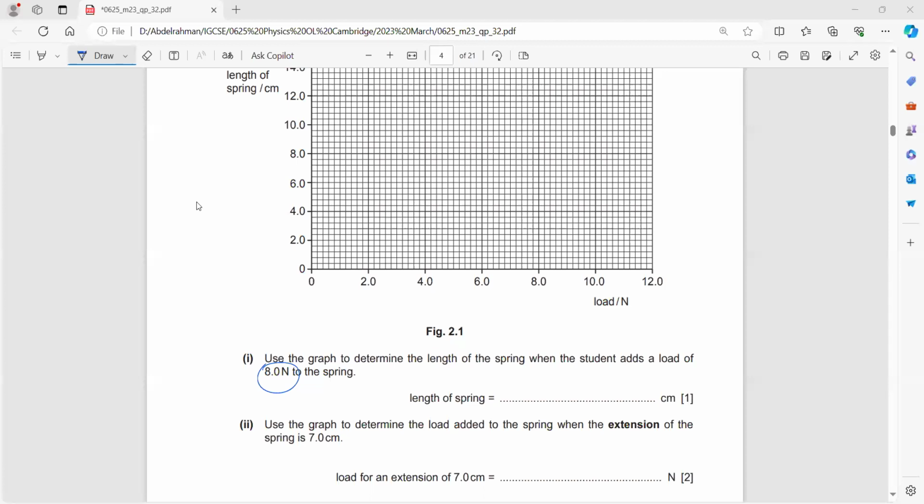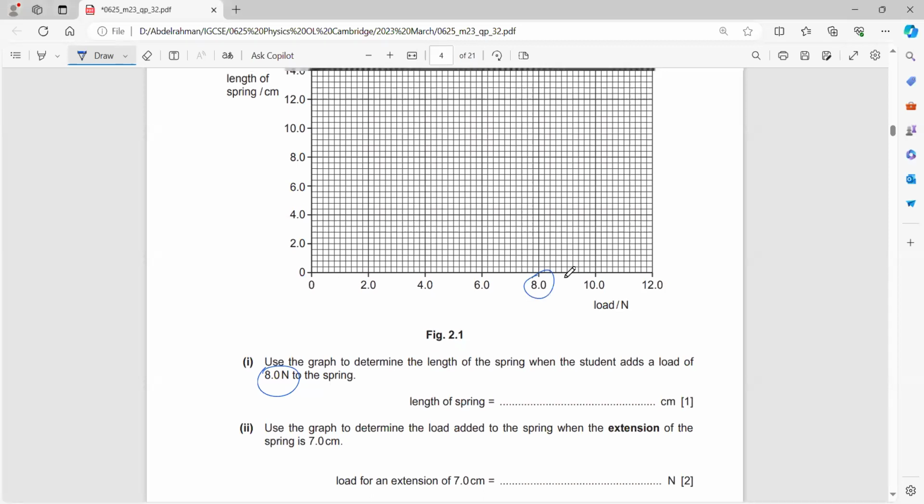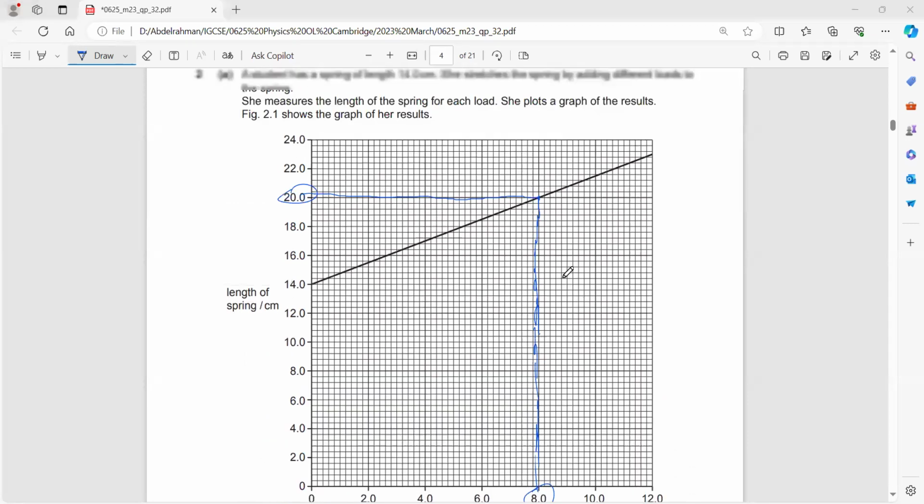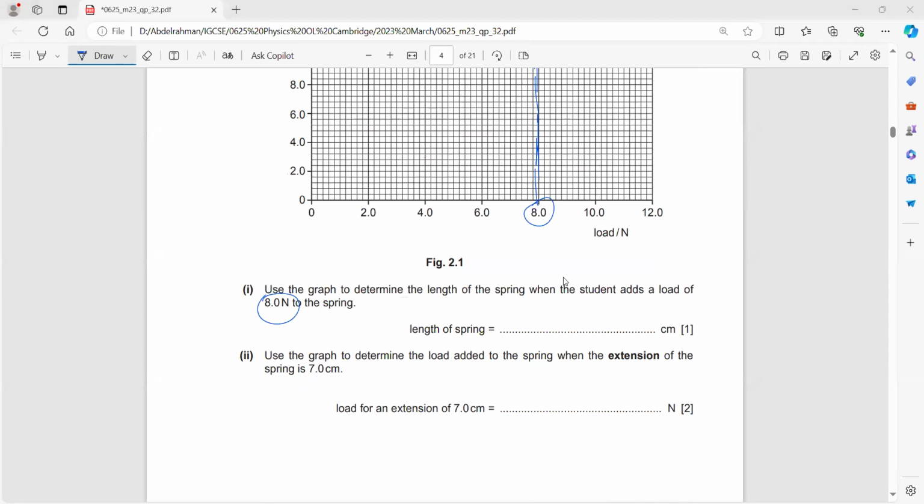We go up and draw a line until it hits the graph above. So a vertical line from the 8 newtons. A vertical line using the ruler, guys. Using your ruler. And then a horizontal line which will be exactly at 20. That's quite easy. It would be exactly at 20. So this is the length of the spring, 20 centimeters.